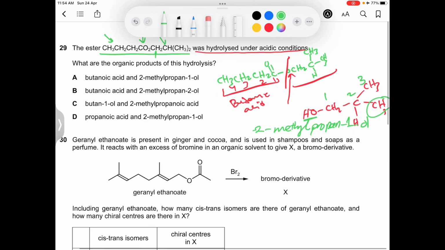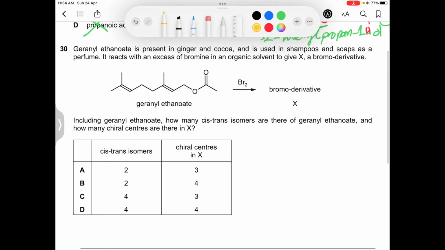So which of these answers is correct? It says, what are the organic products of the hydrolysis? We have a butanoic acid, so we can cancel C and D. And what is the product of the alcohol part? You have 2-methyl-1-propanol, so the answer here is A.